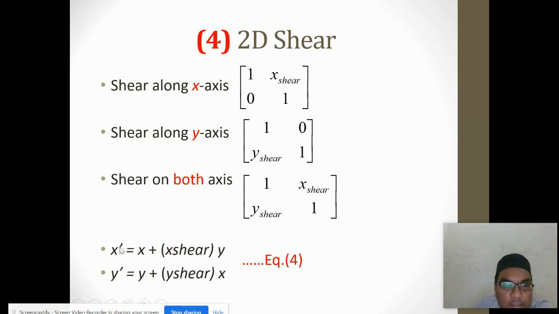Here you have the x dash, the x value plus the x shear. How much is the shear, is it 2 or minus 2? It depends on the value, and multiplied by y. Also for the y dash, it is y plus the y shear multiplied by x. So this is the equation that you have to remember.